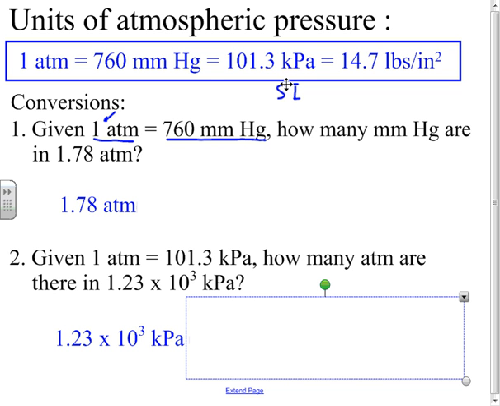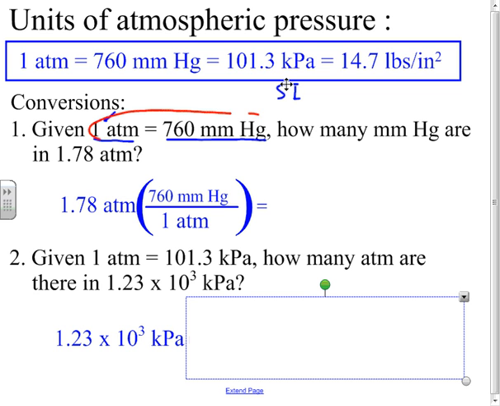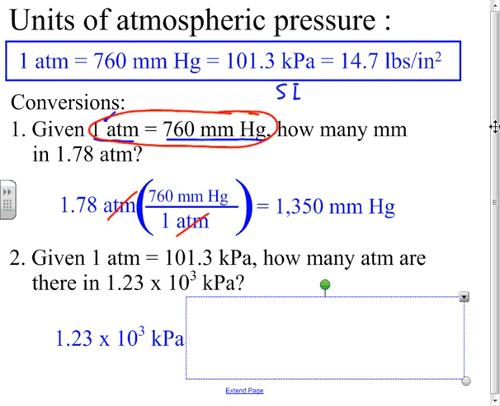How many millimeters of mercury are in 1.78 atmospheres? So you always write your given quantity, arrange your equivalent. So this is our equivalent. One atmosphere is equivalent to 760 millimeters of mercury, so that the units you're starting with cancel out. And in this case, that is going to come to 1,350 millimeters of mercury, multiplying 1.78 times 760.